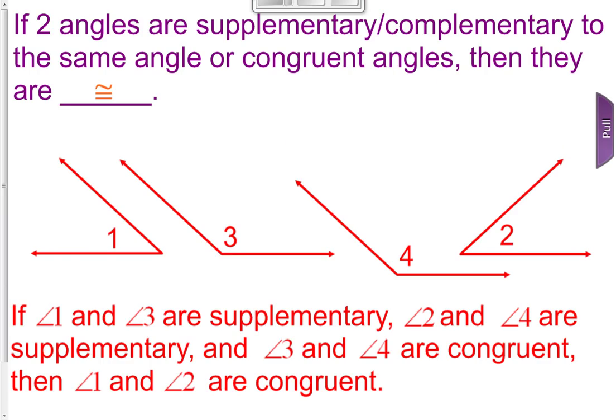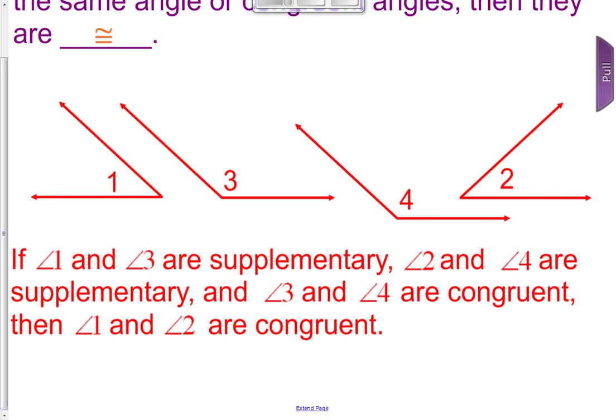So here's an example right here. If angle 1 and angle 3 are supplementary, let's just fill in a number just to make this slide make a little more sense. Let's say one is 60 and the other is 120. And angles 2 and 4 are supplementary, and 3 and 4 are congruent angles. So if 3 and 4 are congruent angles, if 3 is 120, 4 is 120. Well, now what does angle 2 have to be?